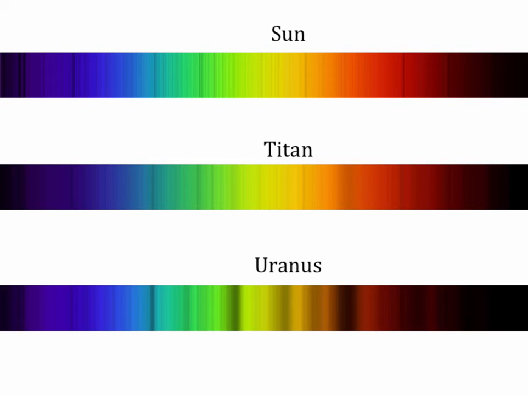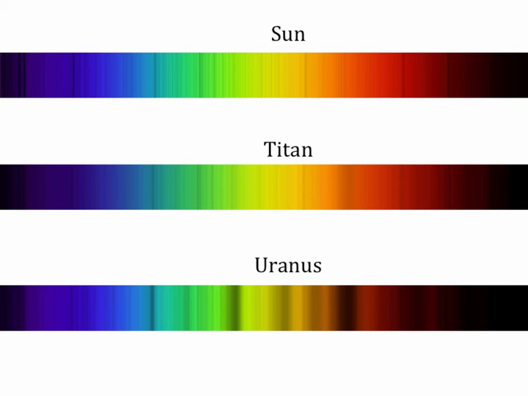But if you look at the spectrum of Titan, you will see this sort of dark area in the reddish orange. It's just a very light absorption feature, but it's not there in the sun. This is due to methane. Methane is a very common molecule in the atmosphere of Titan, and so we would expect that this methane should absorb light at specific wavelengths as it passes through Titan's atmosphere.